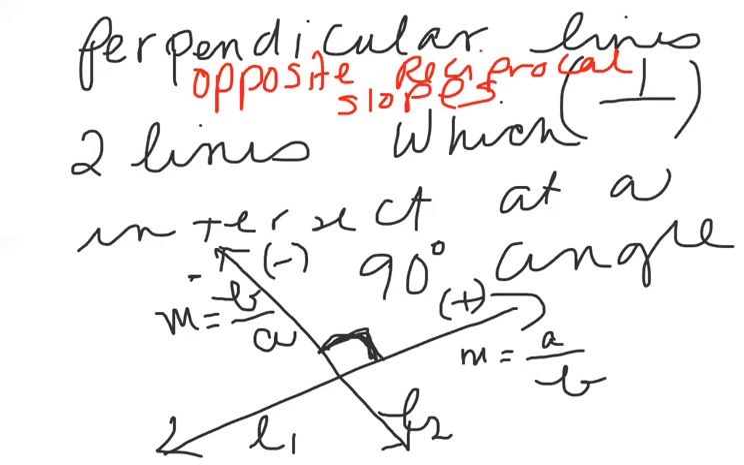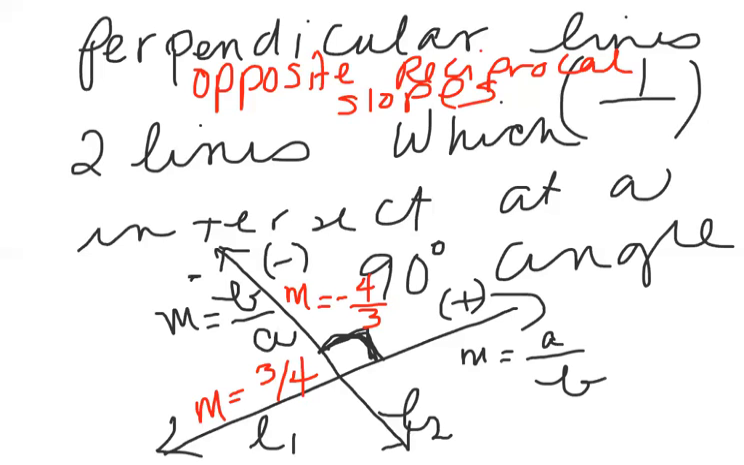Let's say line number 1, guys, had a slope of 3 over 4. I'm just making this up as I go along. Line number 2 would have the opposite reciprocal slope, so that would be a negative 4 over 3. So you want to reciprocate it and do the opposite reciprocal slope.